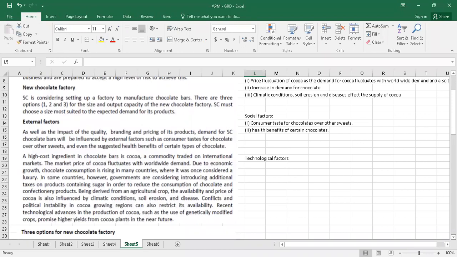Recent technological advances in the production of cocoa, such as the use of genetically modified crops. That's a technological factor. Anyway, it's given, and we understand that genetically modified crops can increase the yield, increase the crop. So that's a technological factor. Recent technological advances in the production of cocoa, such as the use of genetically modified crops, promise higher yields from cocoa plants in the near future. So, it can be taken under technological factors.